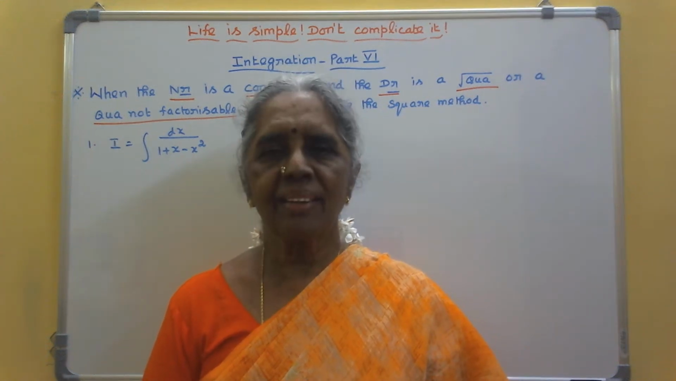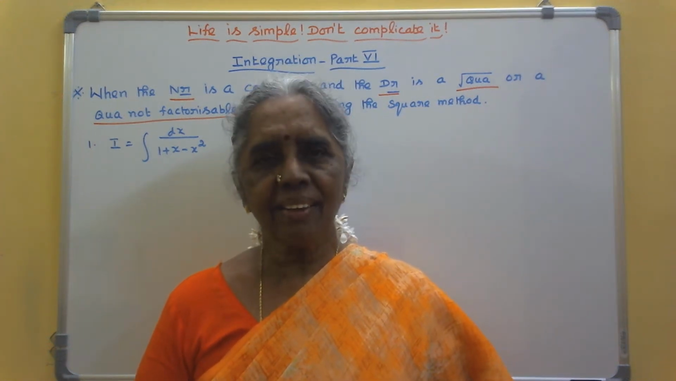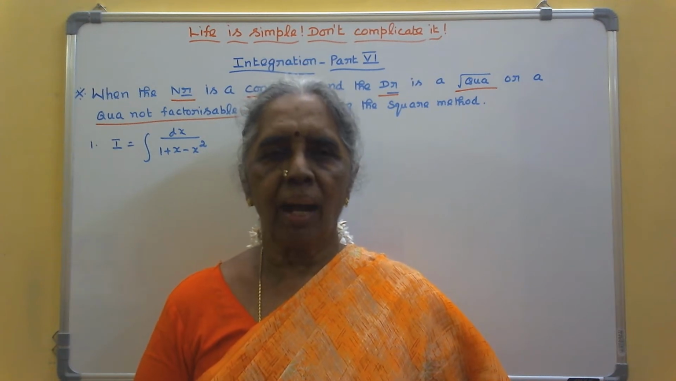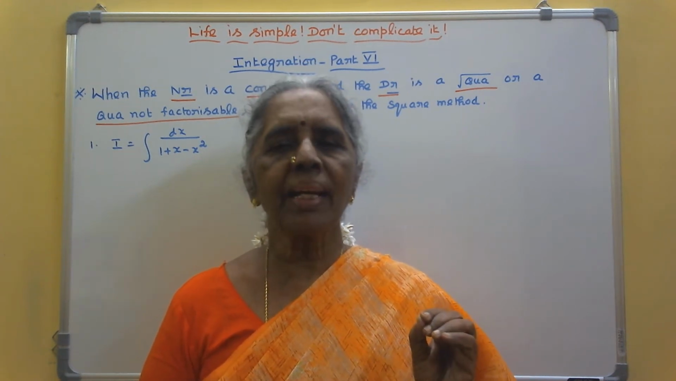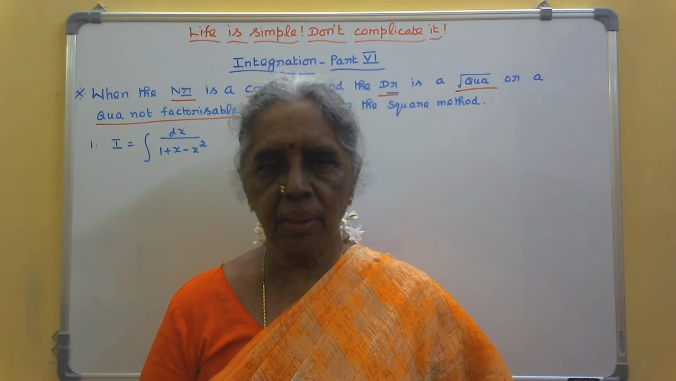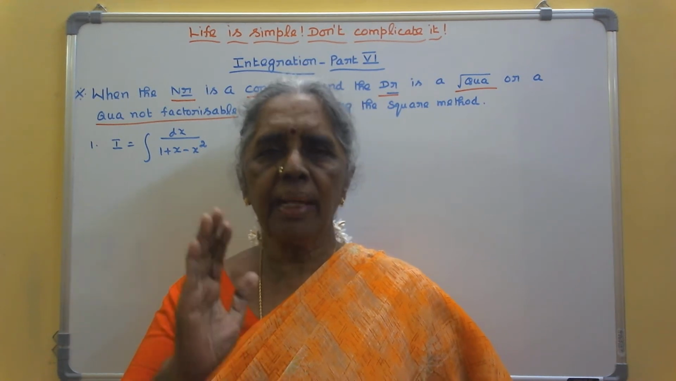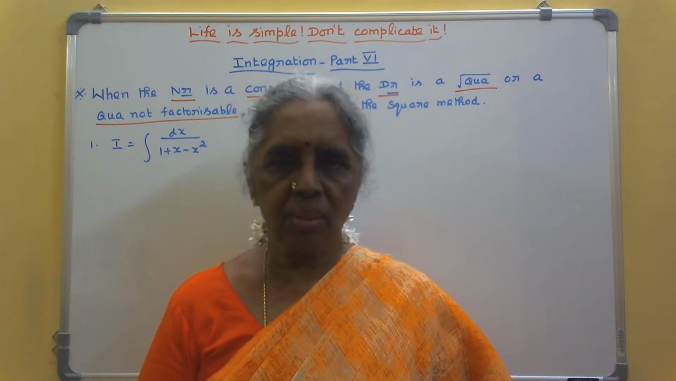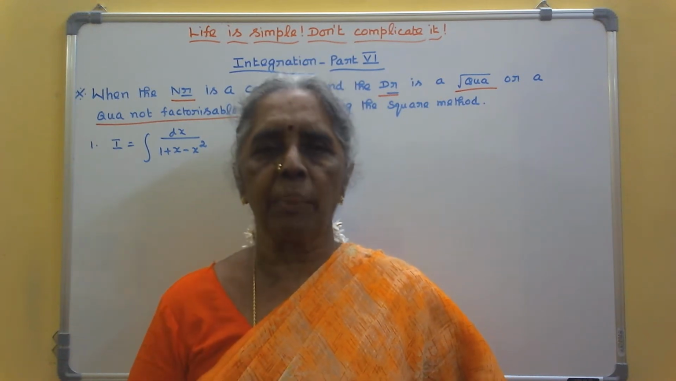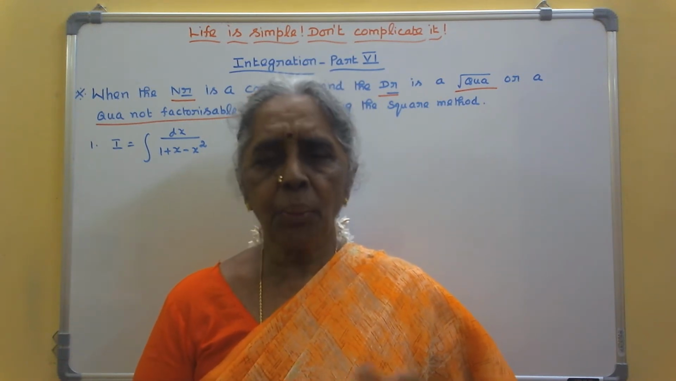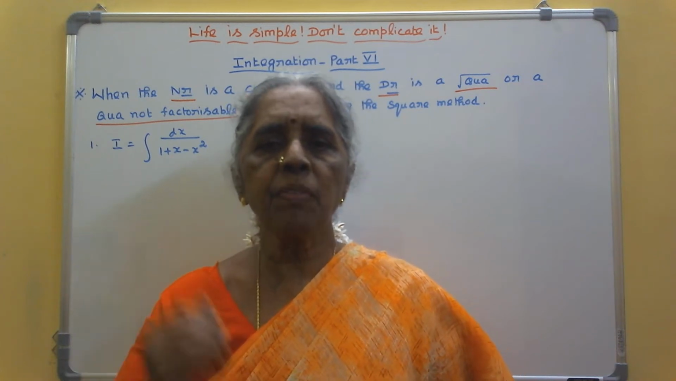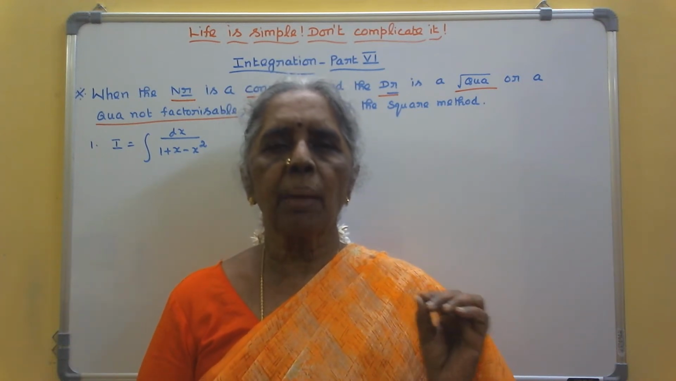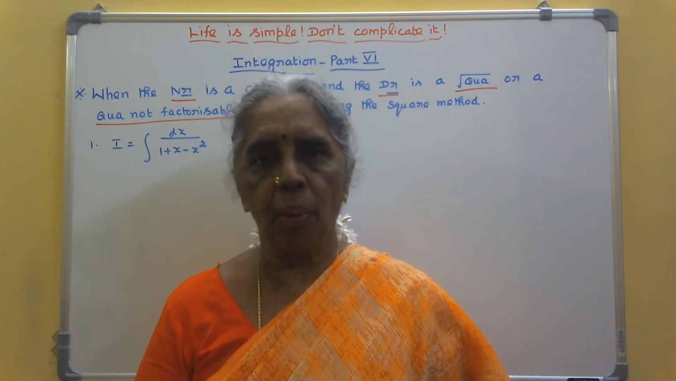Good day everyone. In integration part 5, I taught you the completing the square method concept and explained the 3 models there. Today we are going to do sums using that completing the square method. But you should know for which type of sums you have to use completing the square method. That is very important, isn't it?